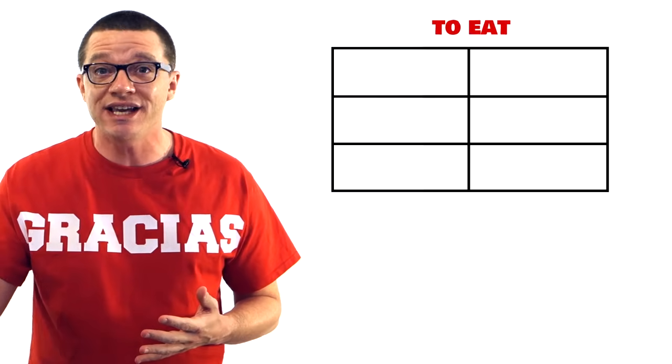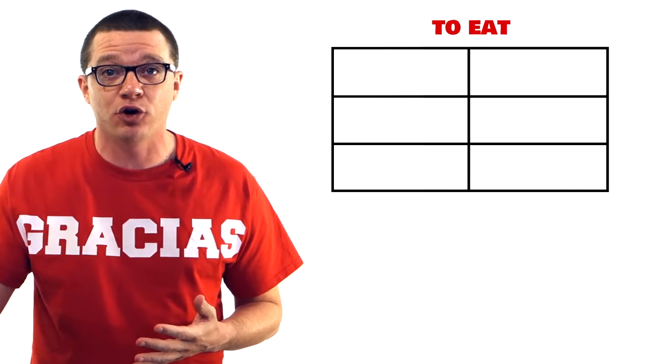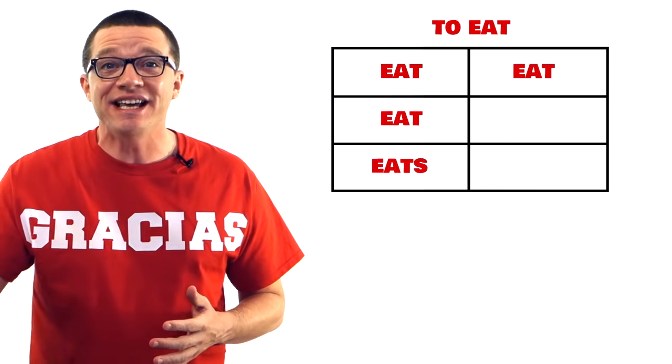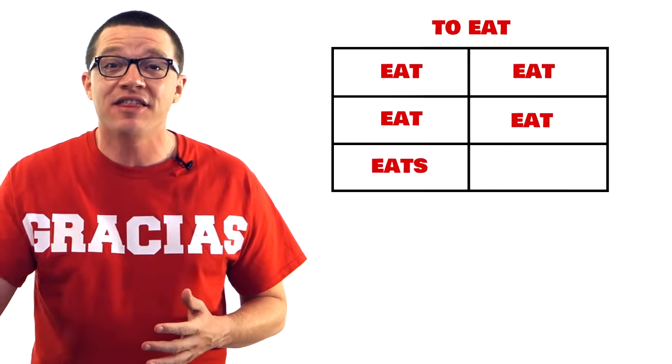These charts are just a way to organize all the different forms of a verb when you're learning them. If you were learning English, you would put the infinitive form of the verb here at the top, to eat, then fill in the chart with the appropriate forms. I eat, you eat, he eats, we eat, you both eat, they eat.